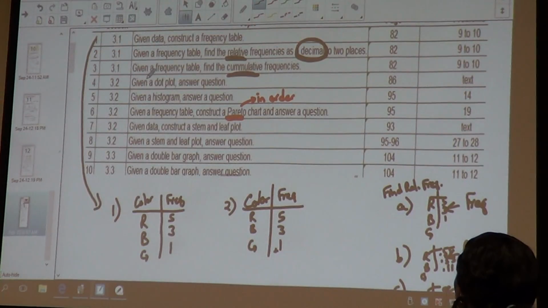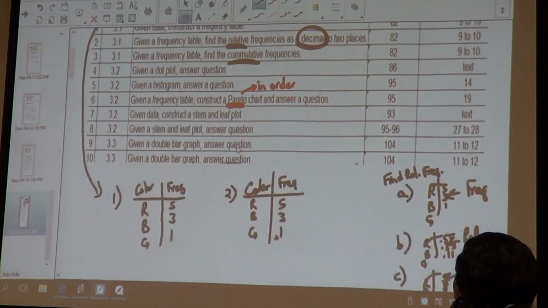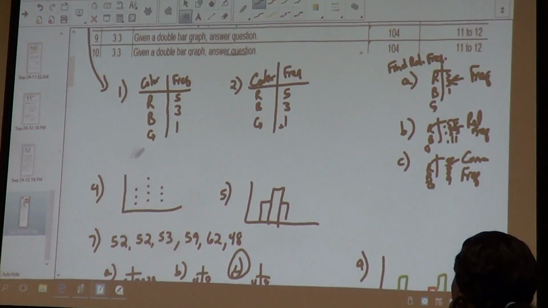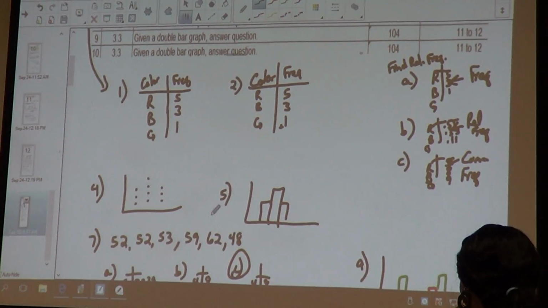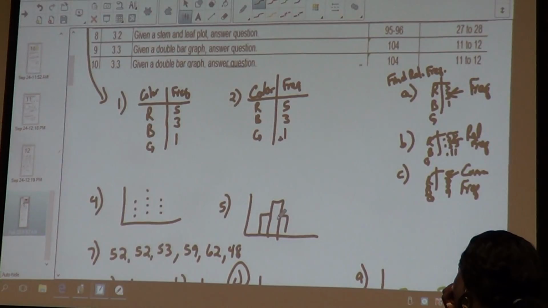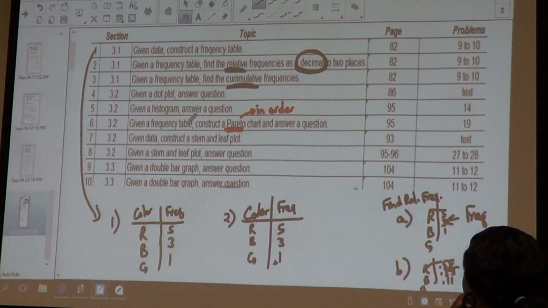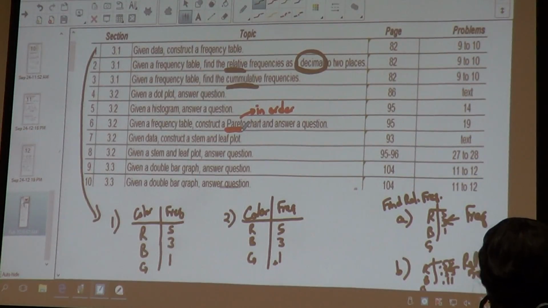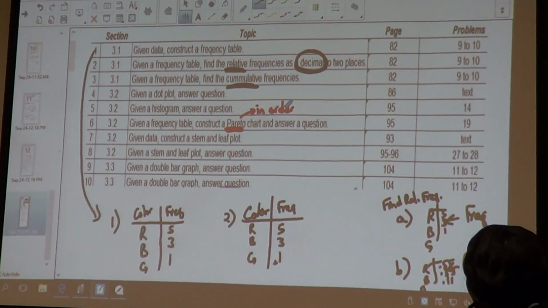Then, given a dot plot, answer a question. So I'm going to give you a dot plot, and I'm going to say, how many are in the first 2 columns, or how many are in the first and third column, or how many in the first column. Given a histogram, answer a question. Histograms are when the bars touch. Given a frequency table, construct a Pareto chart. The Pareto chart means they're in order.